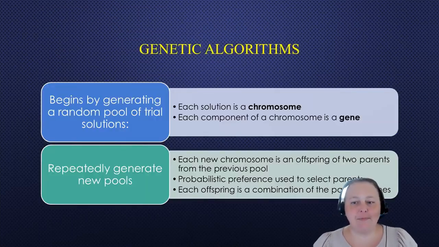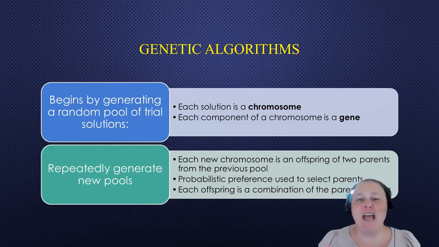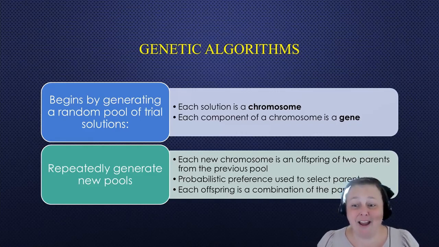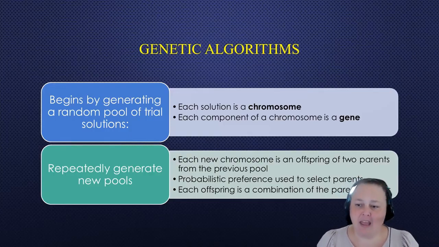Now, genetic algorithms are a strategy for discovering the answers over time. It's an evolutionary process, which is why we go genetic. It begins by generating a random pool of trial solutions. Each solution is going to be a guess. In the case of our 8-tile puzzle, it can just be a random sequence of tile movements. Each solution that you've come up with is called a chromosome, and each component is called a gene. We basically mimicked what we do in biology.